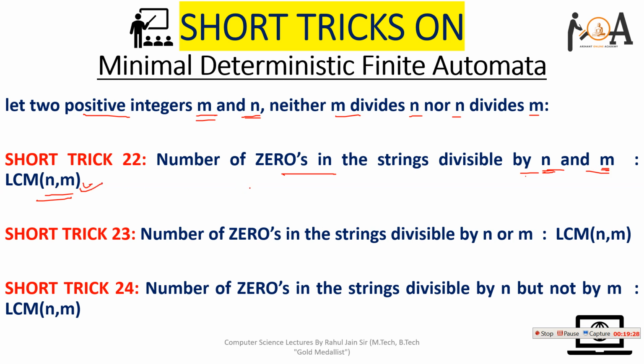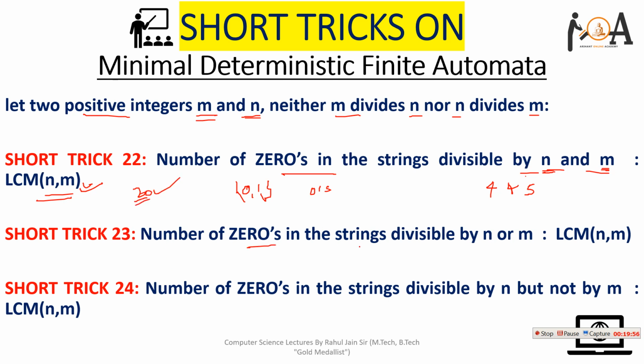Suppose I am making a string on zeros and 1, and the number of zeros in the string should be divisible by 4, and the number of 1s in the string should be divisible by 5. So the LCM of 4 and 5, 20, would be the answer.